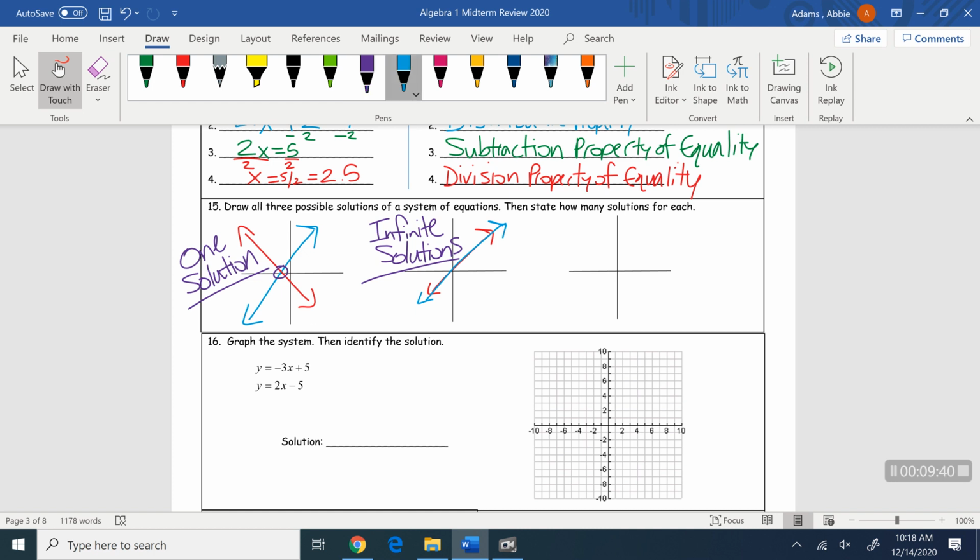Then lastly, we're going to have no solution. And these are parallel lines, guys. So they're never going to intersect. Parallel lines, no solution.